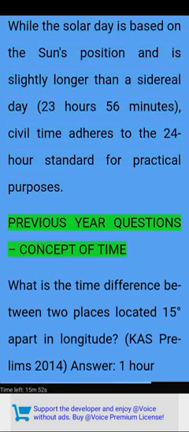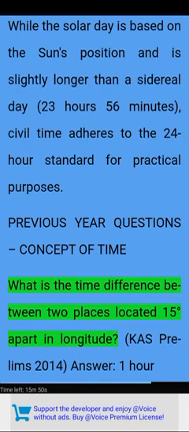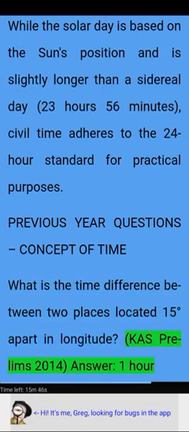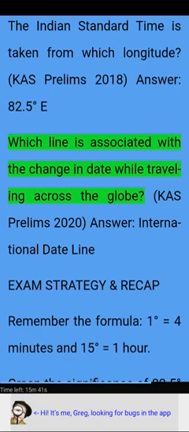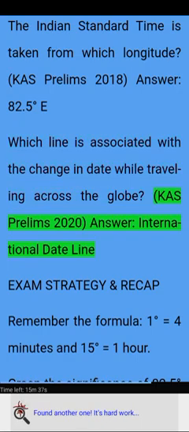Previous year questions. Concept of time. What is the time difference between two places located 15 degrees apart in longitude? CAS Prelims 2014. Answer: 1 hour. The Indian Standard Time is taken from which longitude? CAS Prelims 2018. Answer: 82.5 degrees east. Which line is associated with the change in date while traveling across the globe? CAS Prelims 2020. Answer: International Dateline.